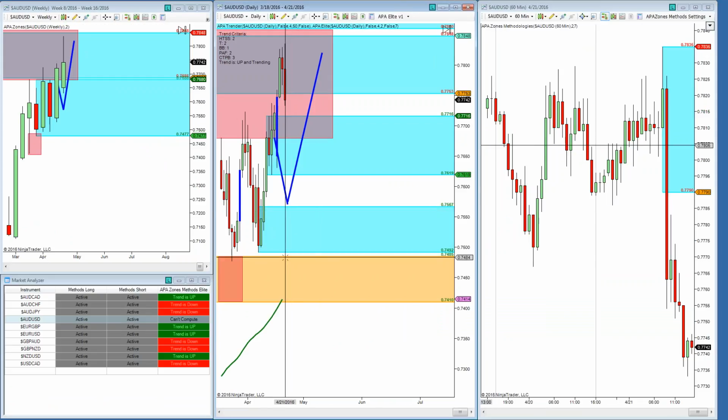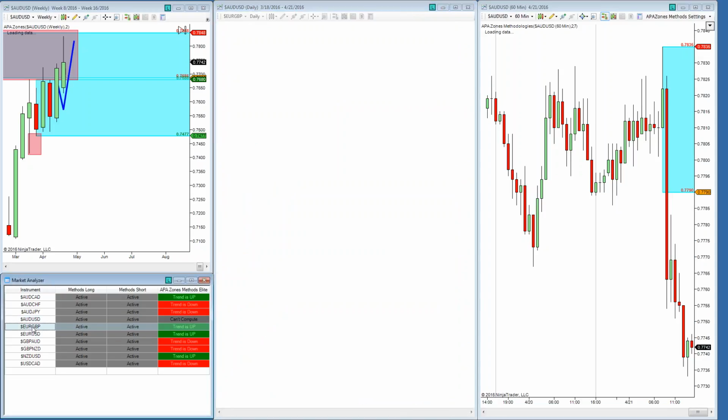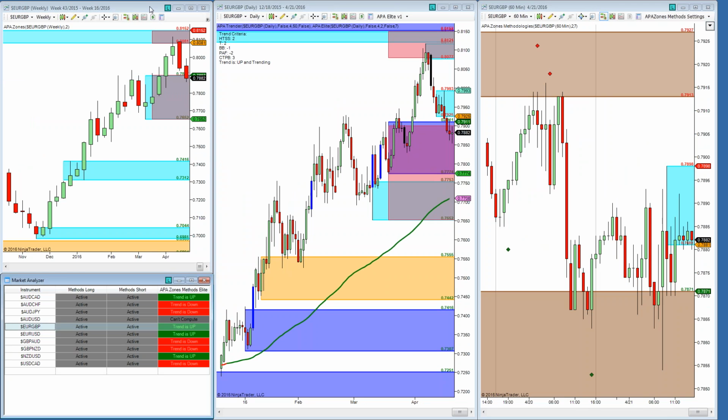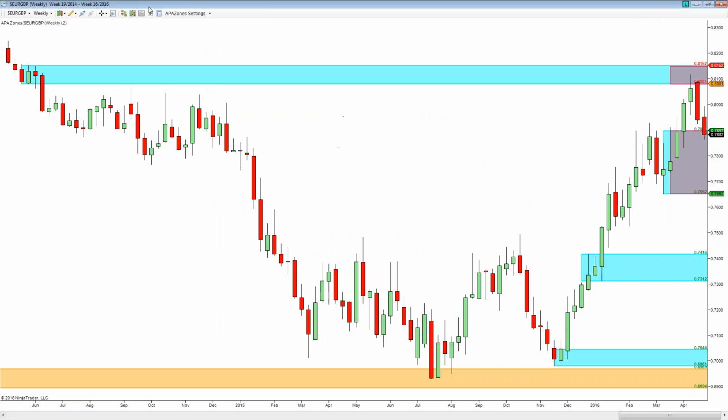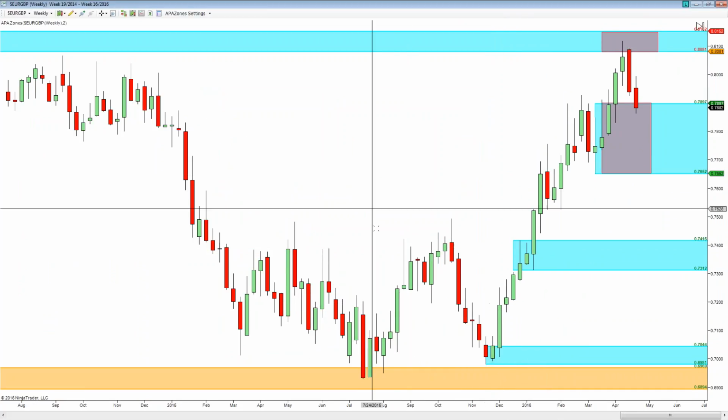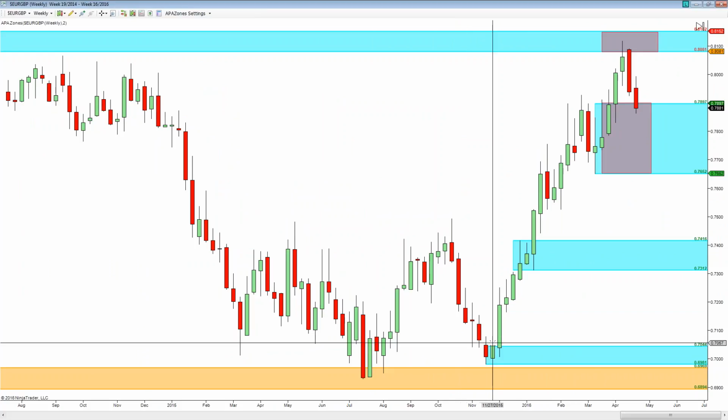All right. Let me get my thoughts on Euro Pound. Okay, Euro Pound. Here we go. Wow. Look at that. Whoa. I was expecting a retracement sometime. This thing's been, you know, a terror.